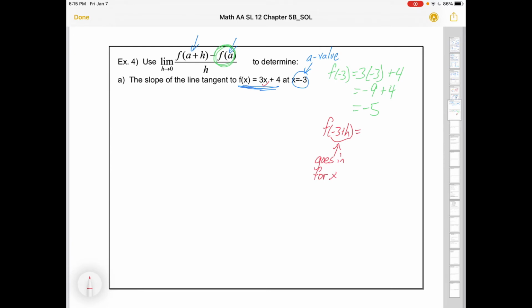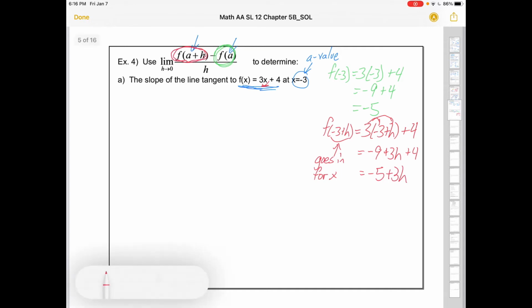Okay, so in this one, we're going to go 3 times negative 3 plus h, because that's what the function is being evaluated at, plus 4. And we'll just simplify a little bit. 3 times negative 3 is negative 9. 3 times h is 3h. This is this variable we've sort of inserted in here to talk about the horizontal distance. And so we get negative 5 plus 3h.